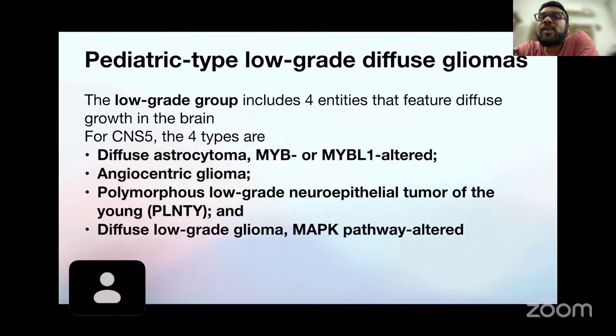Then we talked about two pediatric type tumors. One is the pediatric low grade and the high grade. So first about the low grade diffuse gliomas. In the low grade diffuse gliomas, there are four types. One is the diffuse astrocytoma, MYB or MYB-L1 altered, angiocentric glioma, PLNTY, that is the polymorphous low-grade neuroepithelial tumor of the young, and diffuse low-grade glioma, MAPK pathway altered. So all these four types are low-grade pediatric type diffuse gliomas.